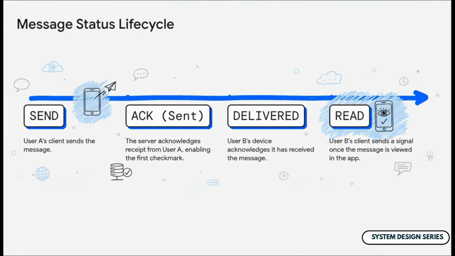So what about those little check marks? Single check, double check, blue checks? This is how it's done. It's a series of acknowledgements, or ACKs. First, when your server gets the message, it tells your phone, got it, that's your sent receipt.